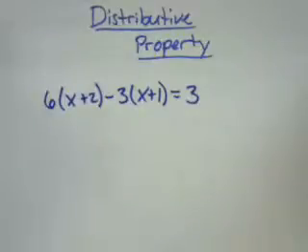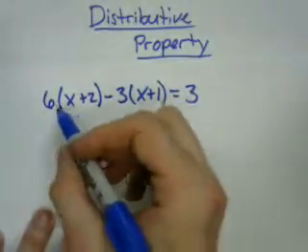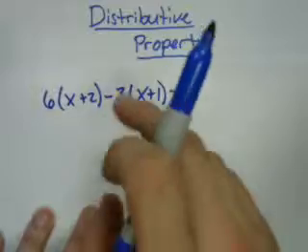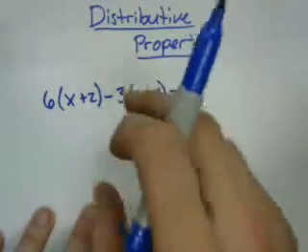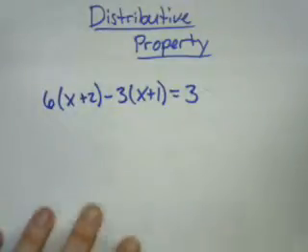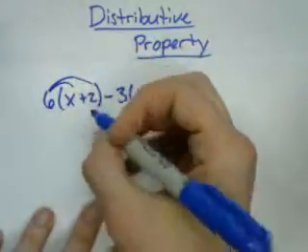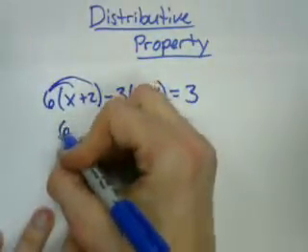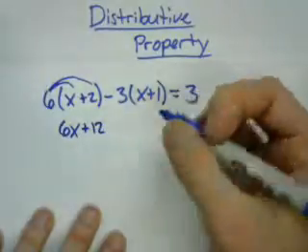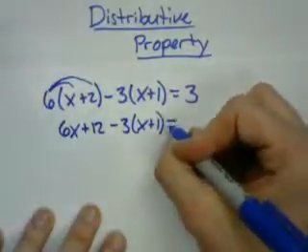We actually have two distributive properties. Here I'm going to just work them one at a time. You can technically, because of the way the order of operations works, do them both at the same time, but I'm not going to do that. I'm just going to keep it nice and simple, and that's the best way to do it early on. 6 times x and then 6 times 2, and I'm just going to throw a plus sign between them. So that's 6x, and 6 times 2 is 12. Okay, and I'm going to write down the rest of it. Minus 3x plus 1 equals 3.